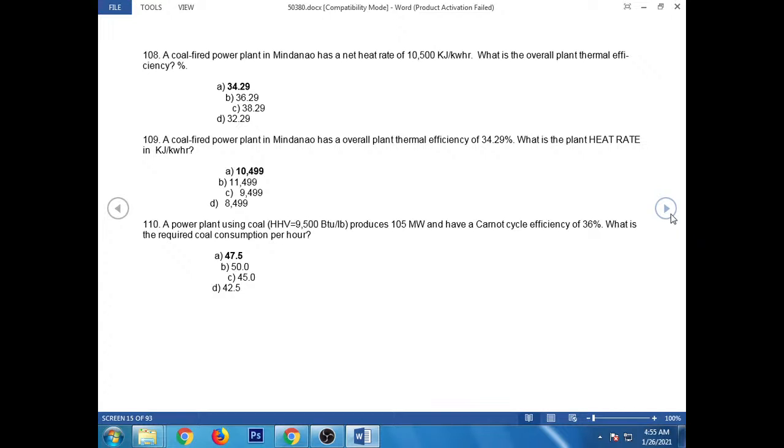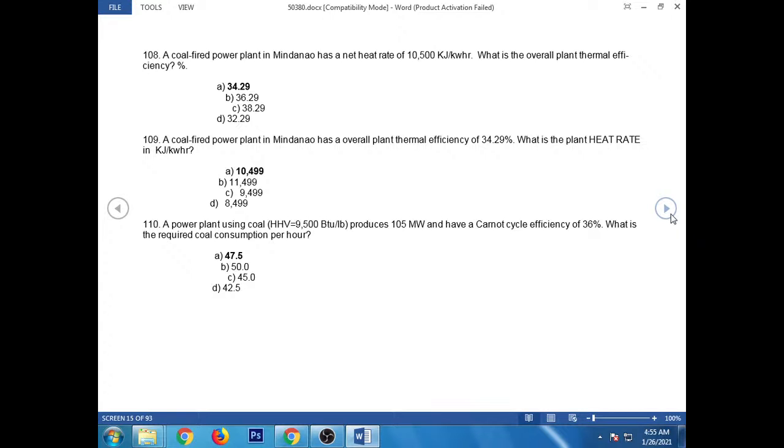Answer 10,499. A power plant using coal with HHV equal to 9,500 British thermal unit per pound produces 105 megawatt and has a Carnot cycle efficiency of 36%. What is the required coal consumption per hour?